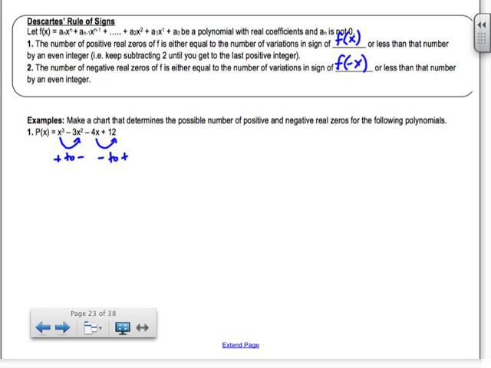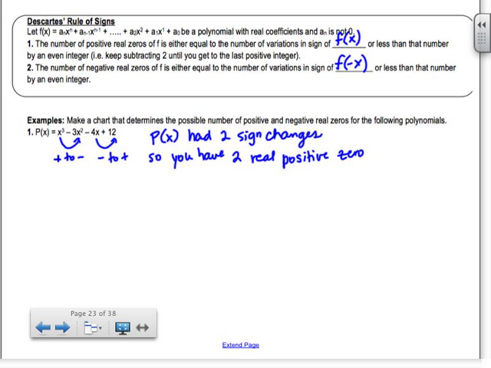Okay, so p of x had 2 sign changes. So 2 places where it changed from either positive to negative or negative to positive. So this means you have 2 real zeros that are positive, or you can keep subtracting 2 from it. Now think about why we would subtract 2.